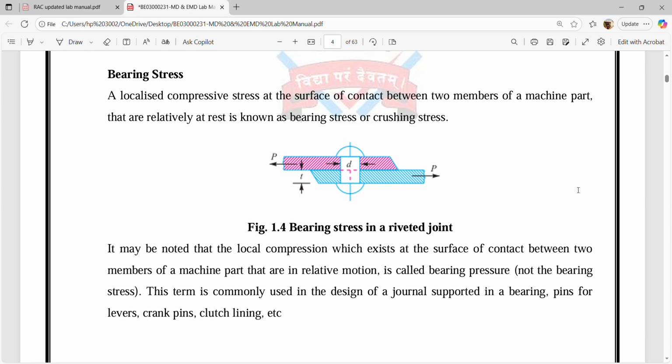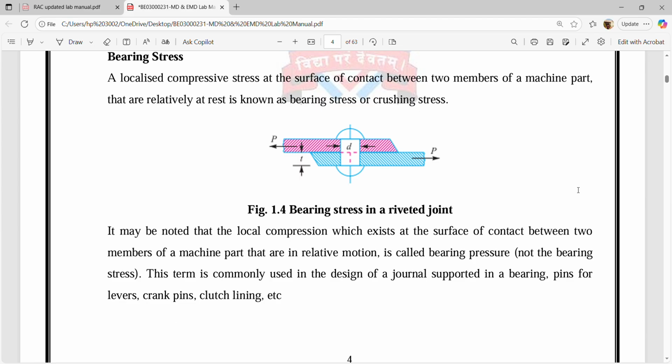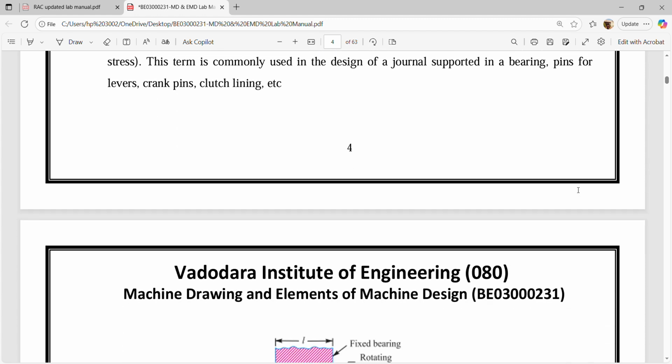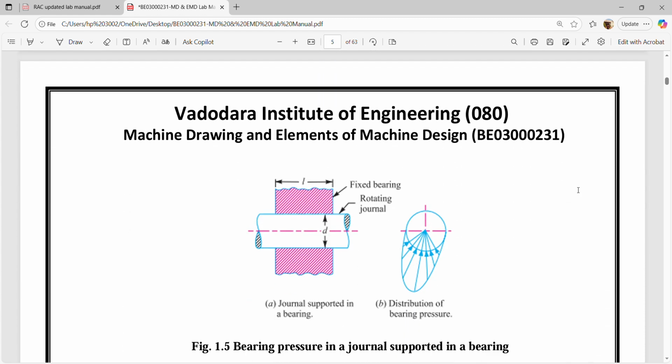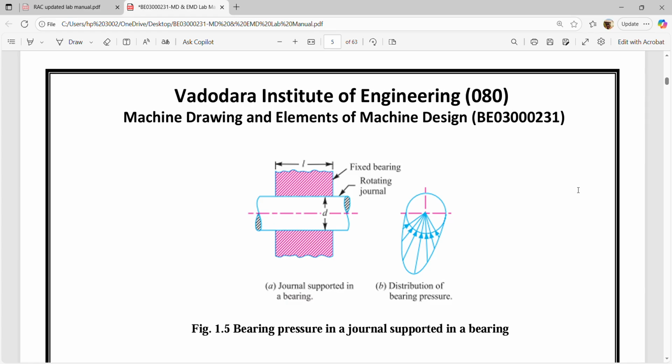It may be noted that the local compression which exists at the surface of contact between two members of a machine part that are in relative motion is called bearing pressure, not the bearing stress. This term is commonly used in the design of a journal supported in a bearing, pins for levers, crank pins, clutch lining, etc. In figure 1.5 we can see bearing pressure in a journal supported in a bearing.